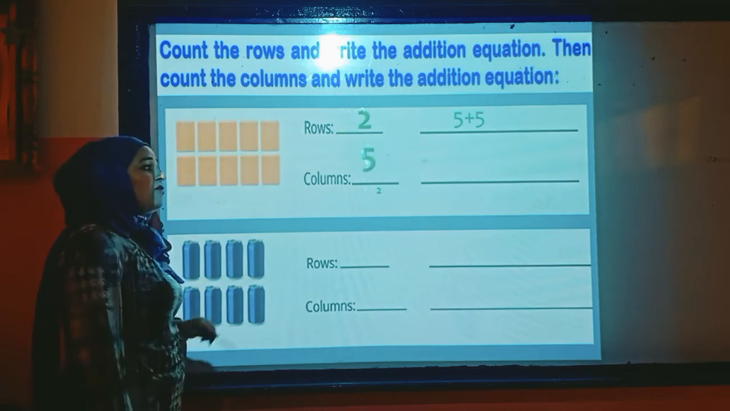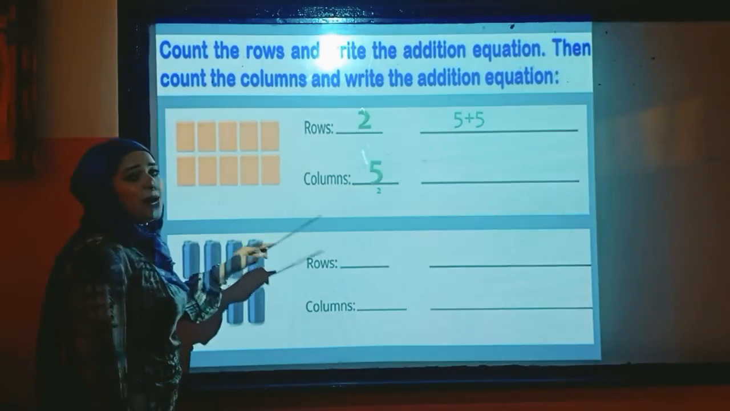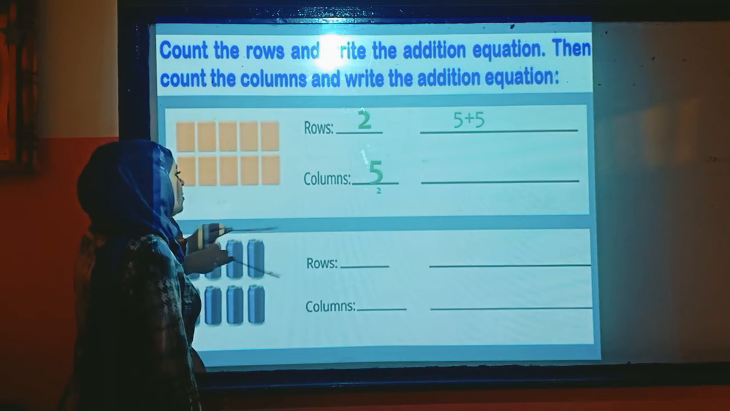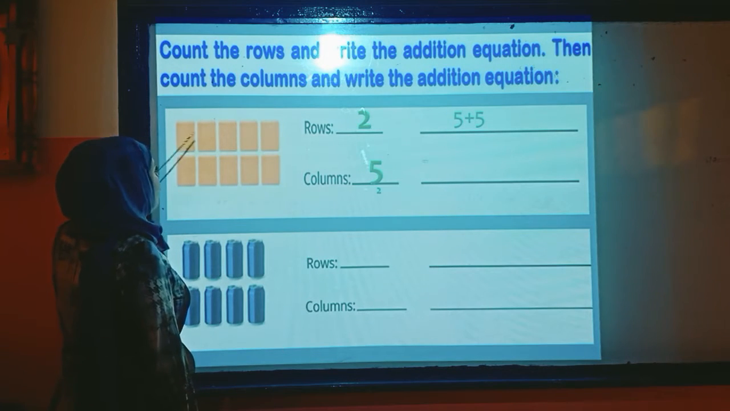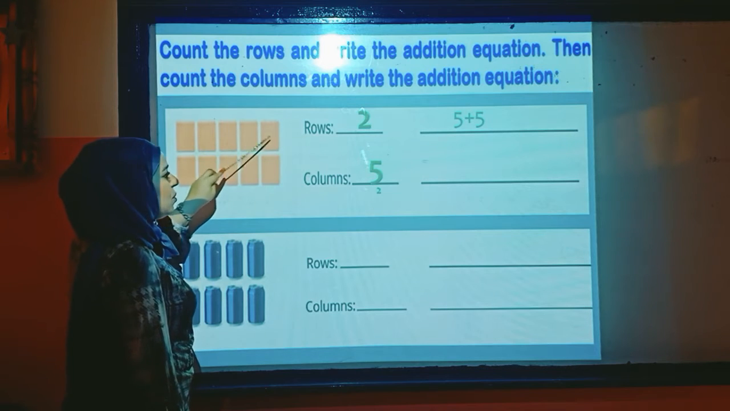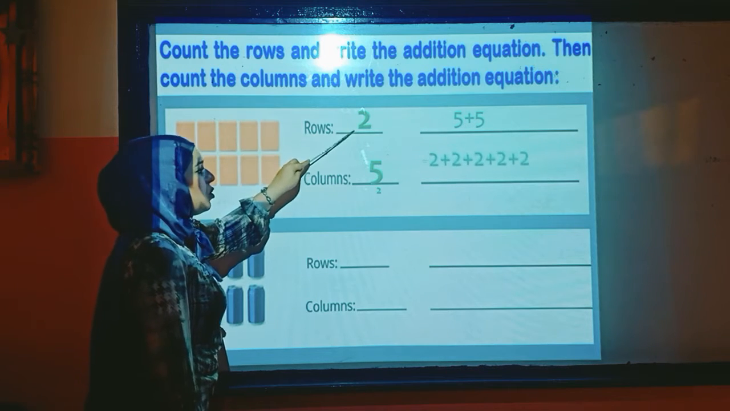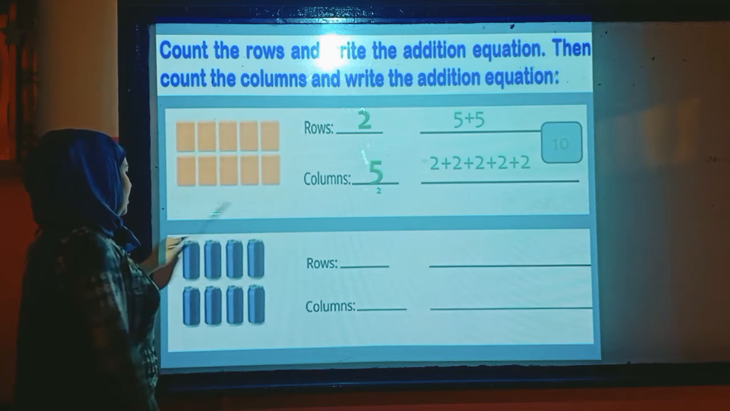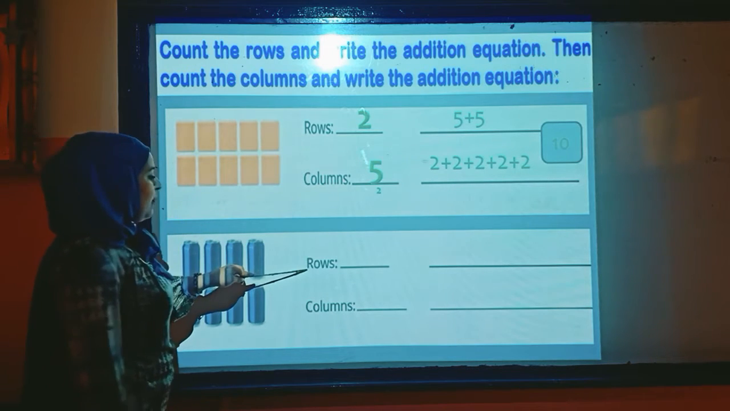I have 5 problems. And what about the addition equation of it or about problems? Yeah, 2 plus 2 plus 2 plus 2 plus 2. So 2 times 5 equals number 10. And what about the times rows?